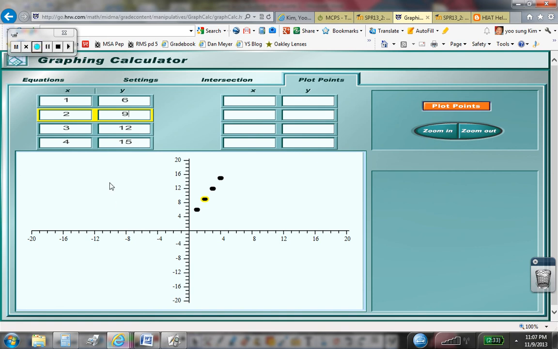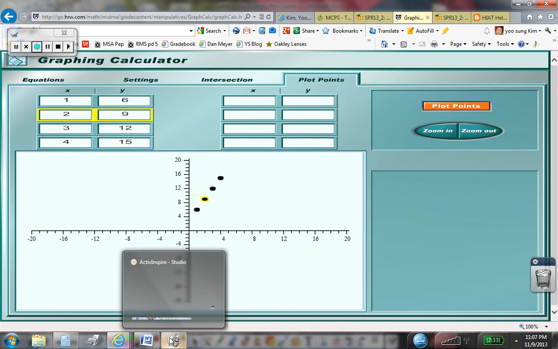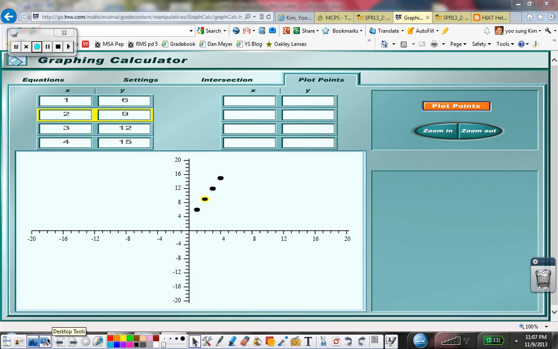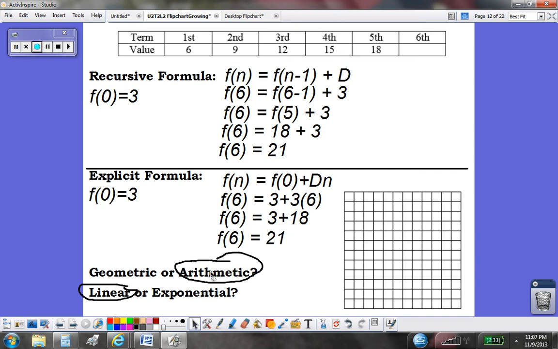Okay, and that's why arithmetic is always linear. In the next video I'll show you why geometric will come out exponential. So if you need help with a geometric sequence, figuring the terms out using recursive and explicit formula, watch the other video. I hope this helped.